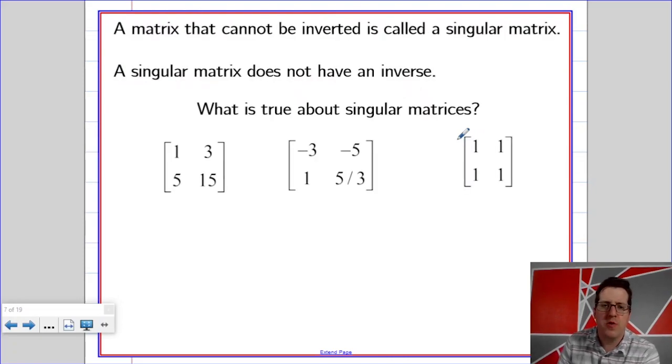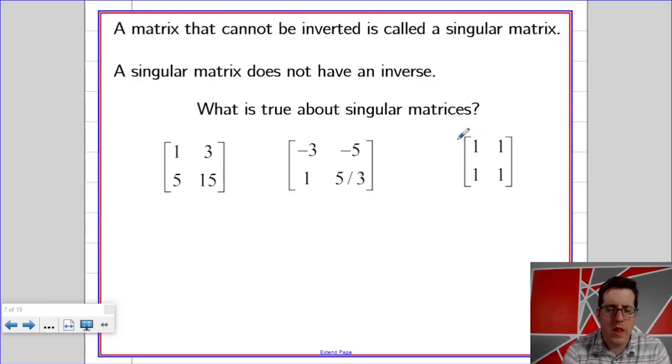Now, not all matrices have inverses. A non-invertible matrix is called a singular matrix, and a singular matrix is one that doesn't have an inverse. All three of these are singular matrices. Can you figure out what it is about these matrices that makes it so they aren't invertible?